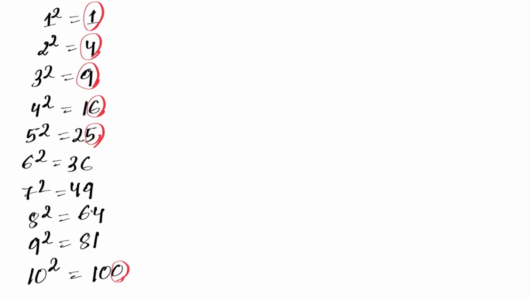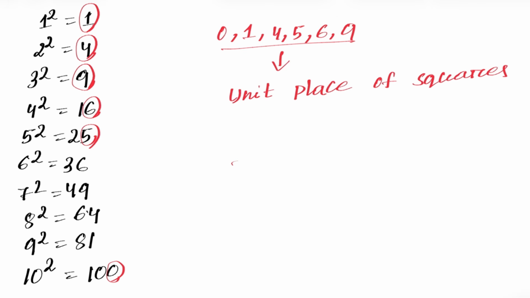Here we can see all the square numbers end with 0, 1, 4, 5, 6 or 9, and none of them end with the digit 2, 3, 7 or 8. From this we can conclude that all the square numbers end with the digits 0, 1, 4, 5, 6 or 9, and none of the square numbers end with 2, 3, 7, 8.